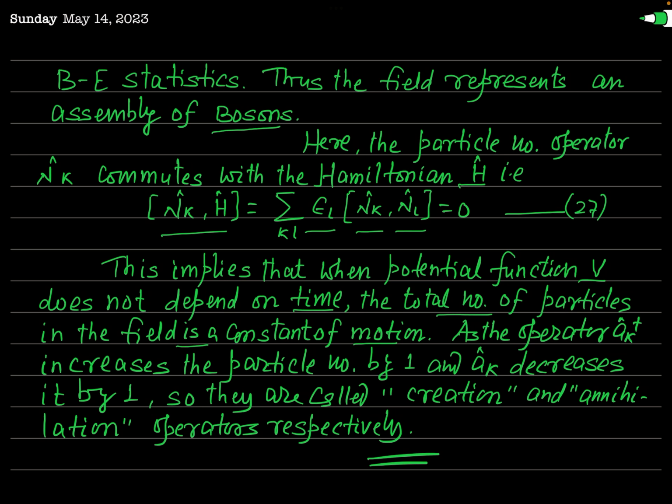And as I have told you earlier, the operator a_k dagger increases the particle number by 1, because now you have learned that n_k represents the particle number, and a_k decreases the particle number by 1. Because of this, we simply call a_k dagger the creation operator and a_k the annihilation operator.